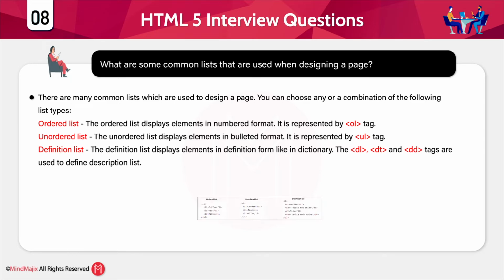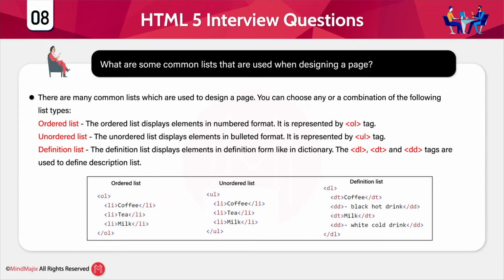If you want to list out a few items according to the order, we can go for an ordered list. The ordered list displays elements in numbered format, 1 2 3 4, like that. Numbering will be given to list the items. It is represented by the OL tag. OL means ordered list tag.